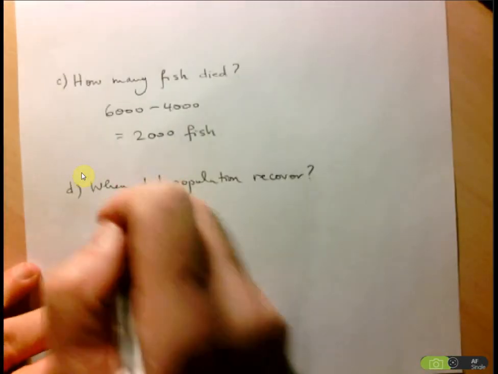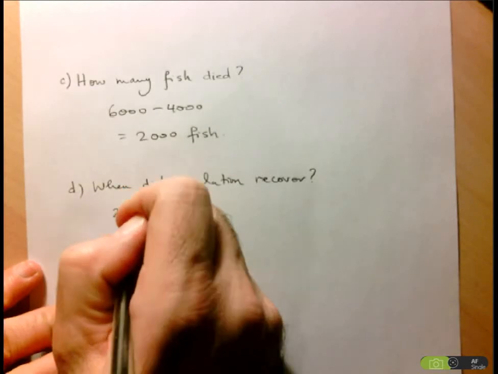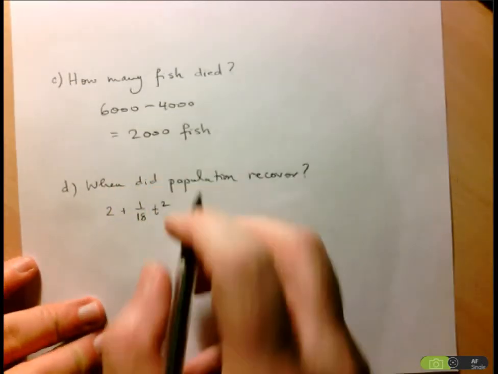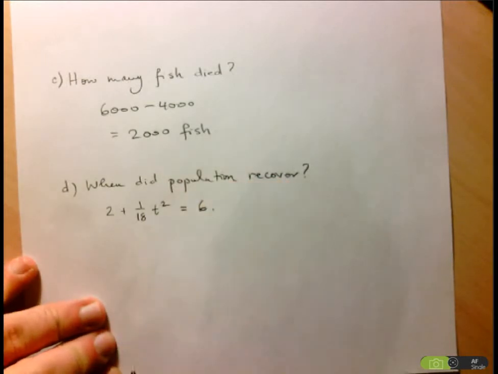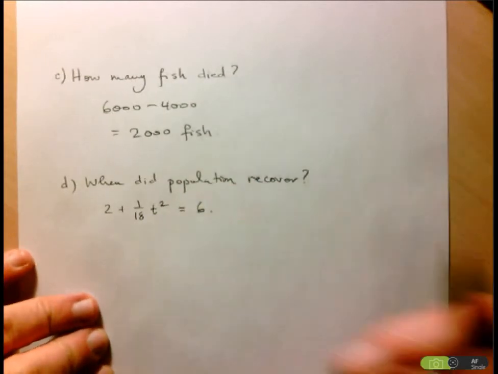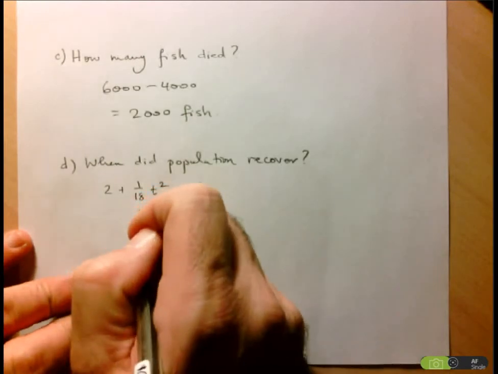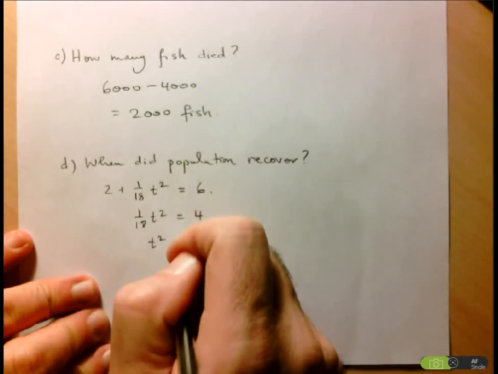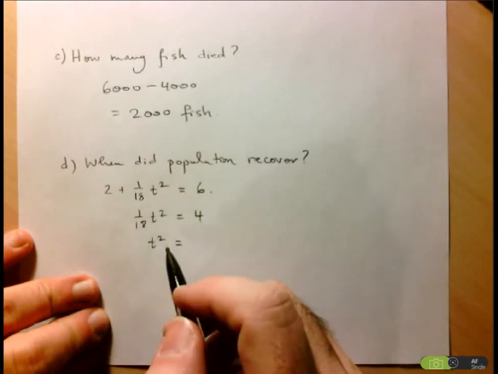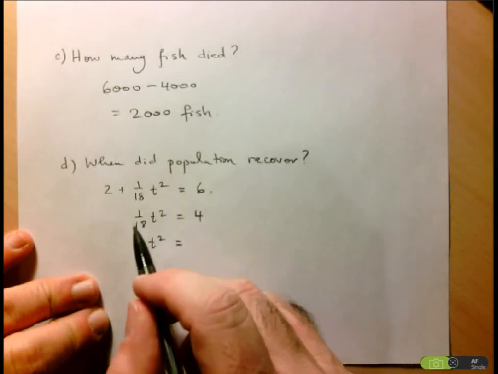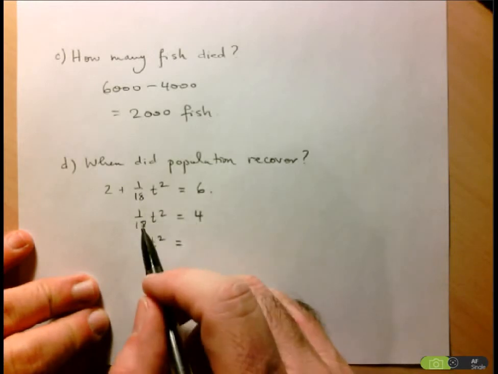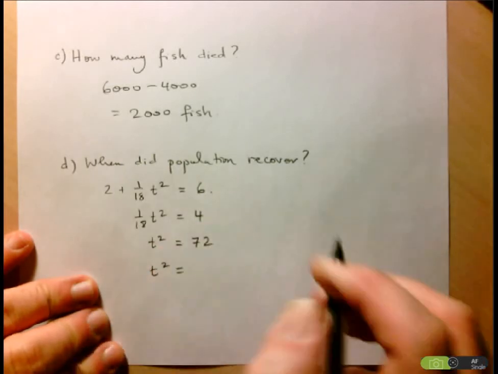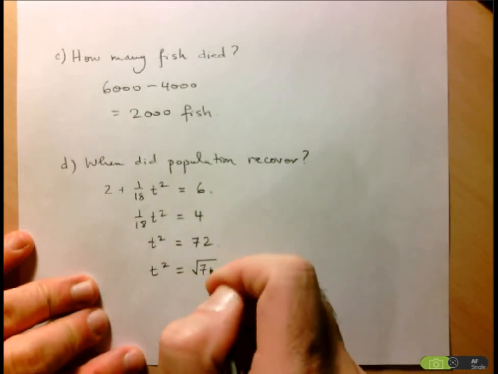So here we've got 2 plus 1 over 18 times t squared, and we need to know when that is going to be equal to 6, which represents 6,000. So now this is pretty easy to solve. 1 over 18 t squared equals 6 minus 2 is 4, so t squared is equal to 4 times 18, so that's 4 times 10 is 40, 4 times 8 is 32, so 72. And so t is equal to the square root of 72.